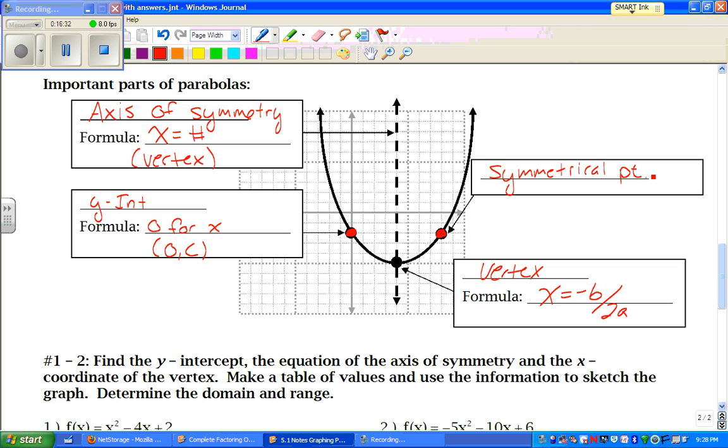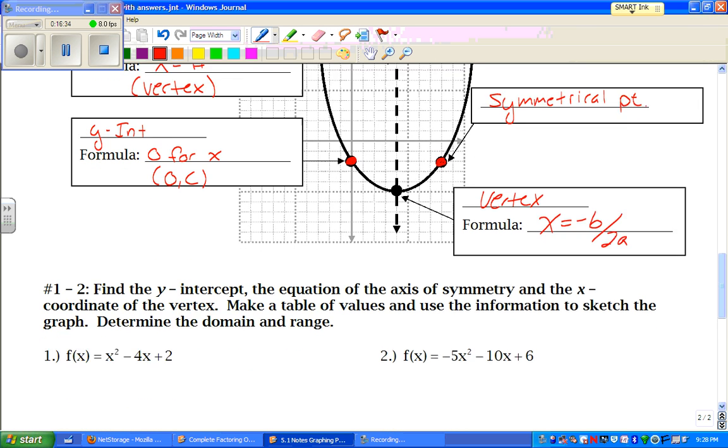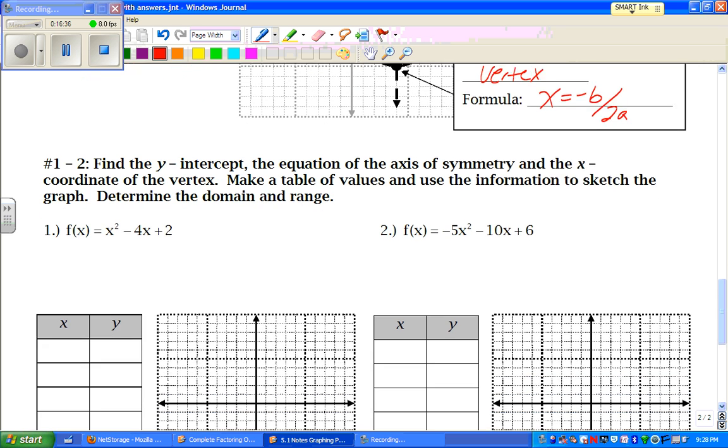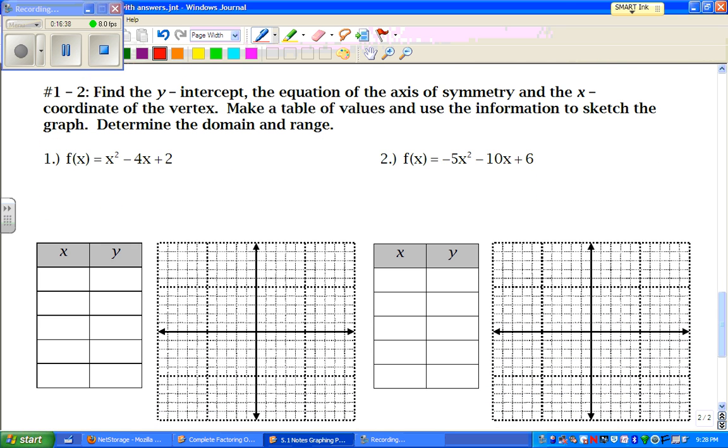Okay, so we'll go through one more, we'll go a little bit quicker. So, number 1 says find the y-intercept, the equation of the axis of symmetry, and the x-coordinate of the vertex. Make a table of values and use the information to sketch the graph. Determine the domain and range. Okay, there's a lot going on in there. So, let's break it down to things that we can manage, okay?